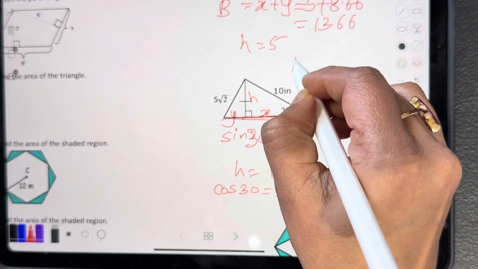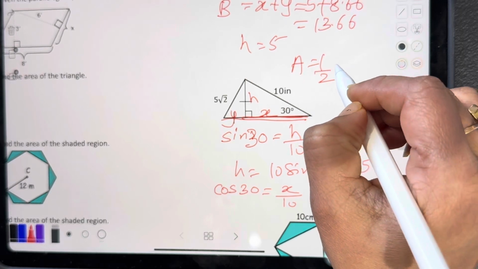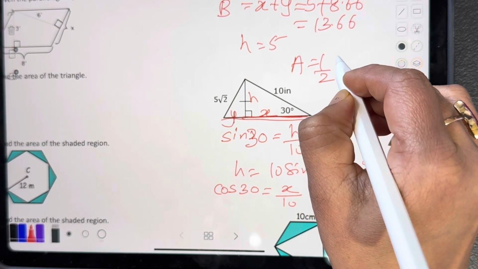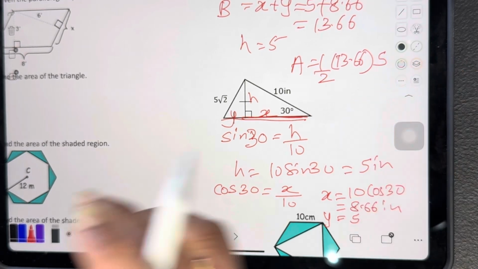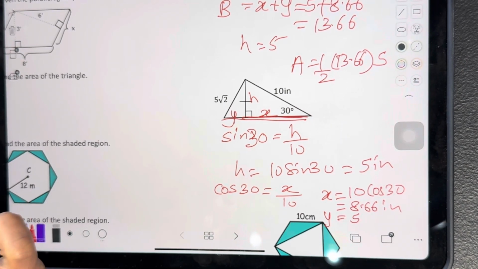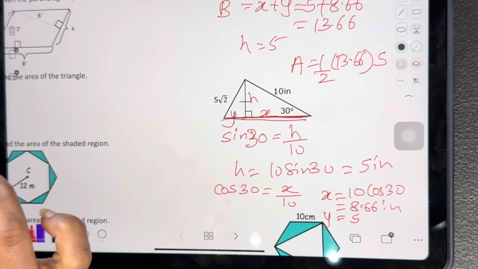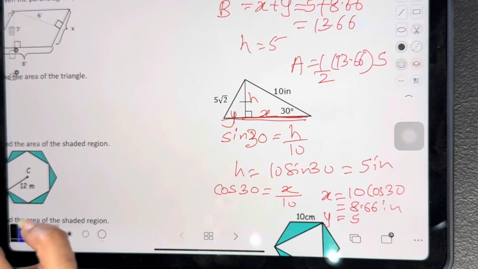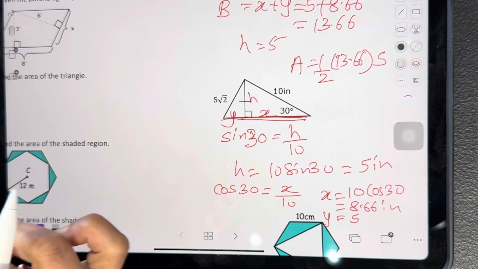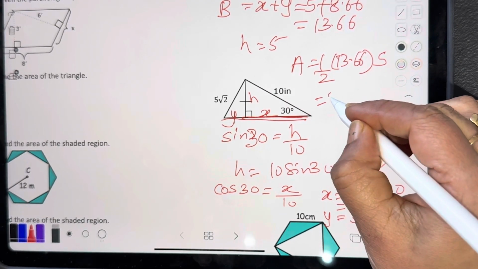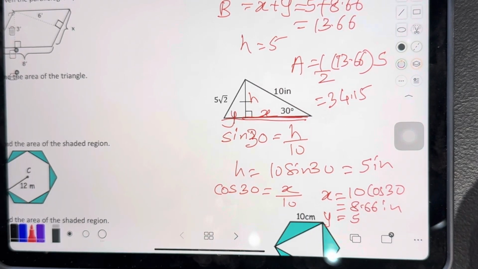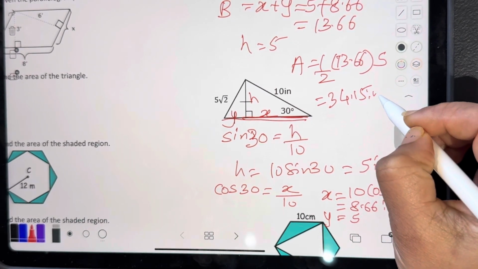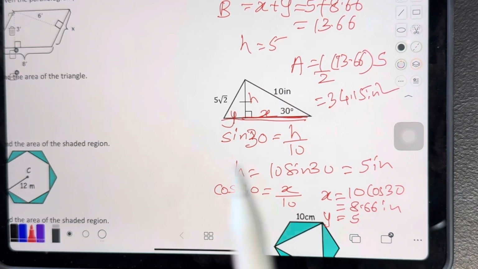So what will be the area of the triangle? Half times base times height. Base is 13.66 and height is 5. So 13.66 times 5 divided by 2. I got the answer is 34.15. And what is that? Inches square. I hope you got this answer too.